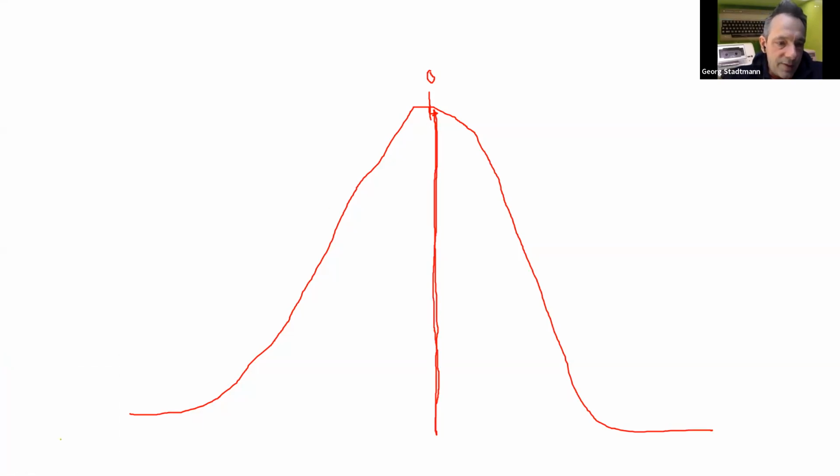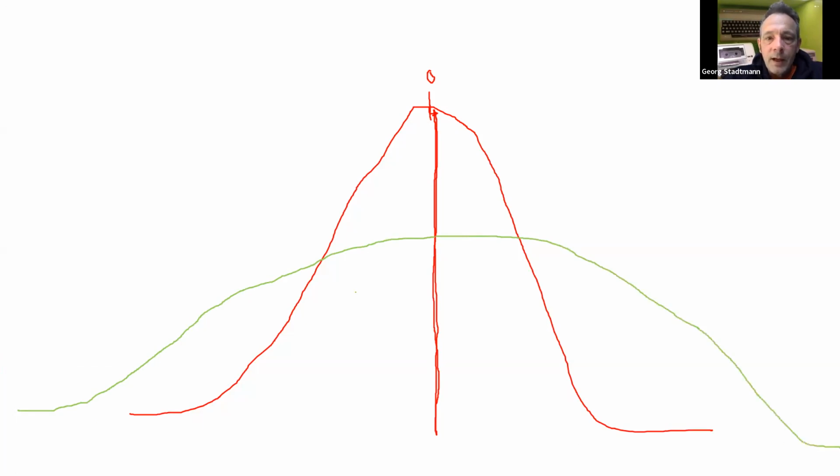Let's add another normal distribution. And this normal distribution has a higher variance, like this. What happens when we go one step, or when player J goes one step to the right? Player J can add this amount of probability.